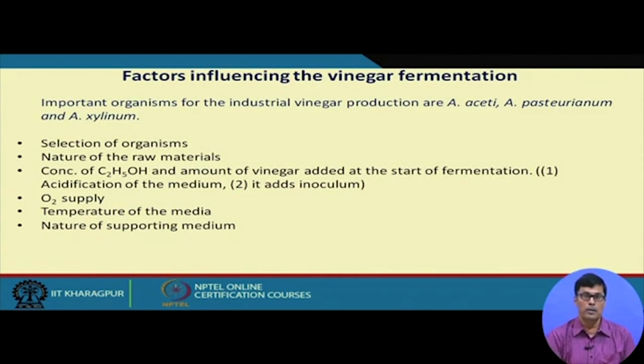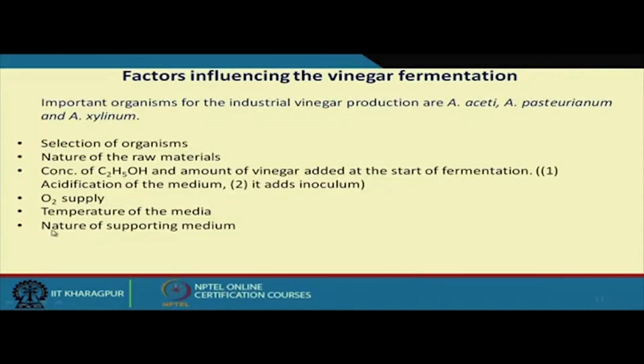We know there are two types of process: the organism can grow freely suspended in the liquid and produce acetic acid, or we can immobilize the cells on a solid matrix and pass the material through this immobilized solid matrix. When it passes through, ethanol is converted to acetic acid. So the supporting material is where the organism fixes on the surface of the solid matrix.